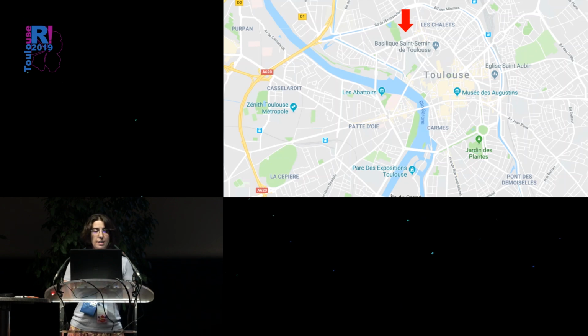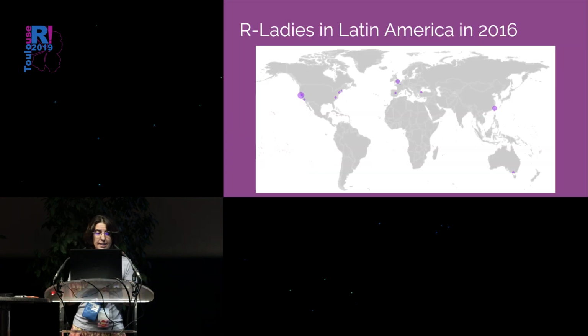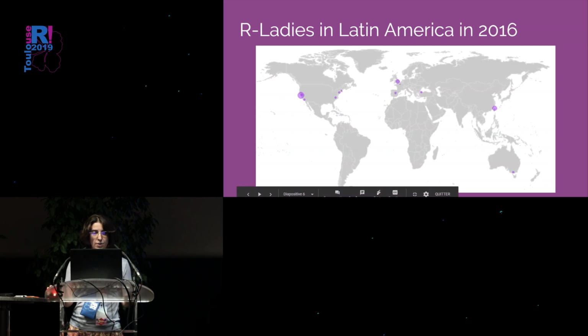So think of the streets of Toulouse as the arrows that connect these communities. The story starts here with R-Ladies. And if you don't know what R-Ladies is, I encourage you to go to that webpage. This is how the R-Ladies map looked back in 2016. There were some purple dots even in Australia and the northern hemisphere, but Latin America was empty.